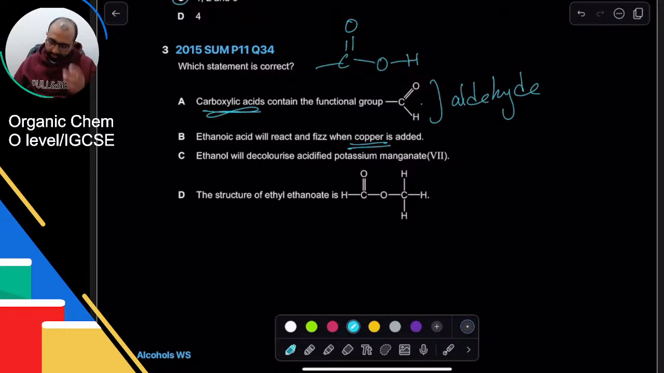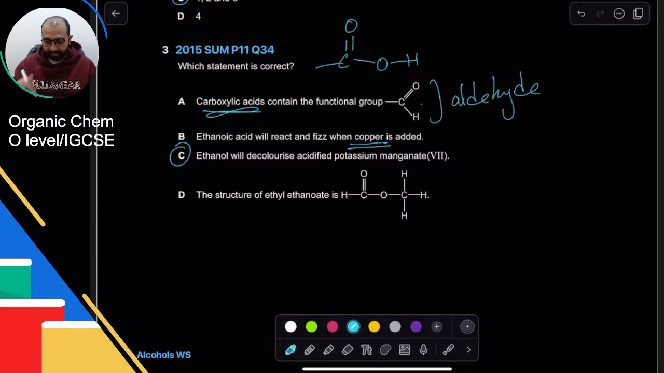Ethanol will decolorize potassium manganate 7. Why does anything decolorize potassium manganate 7? It goes purple to colorless in a redox reaction. That means ये oxidizing agent है, तो अगर कोई भी चीज़ oxidize हो सकती है तो वो इसको decolorize करेगी, या अगर कोई भी चीज़ reducing agent है वो इसको decolorize करेगी. Can ethanol be oxidized? Yes, इससे ethanoic acid बनता है. So this one is correct option.